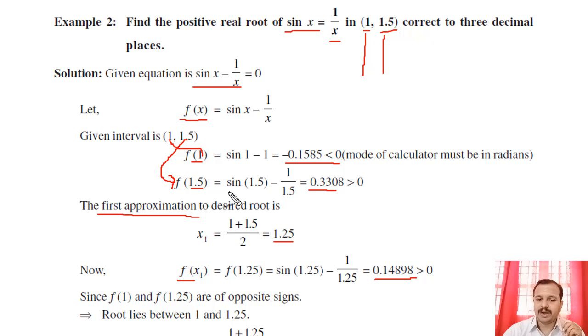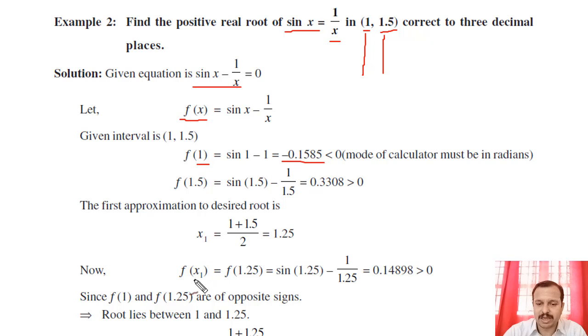Now we have obtained f at x1 as positive. Please look at these two values. The f value at 1 was negative, and now the f value at x1, that is 1.25, is positive. We say that the root is in between 1 and 1.25. We are concluding like this.